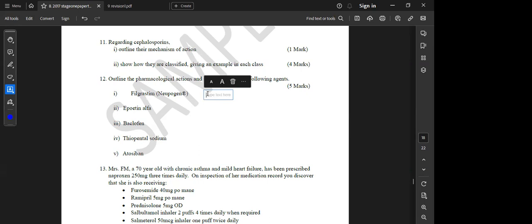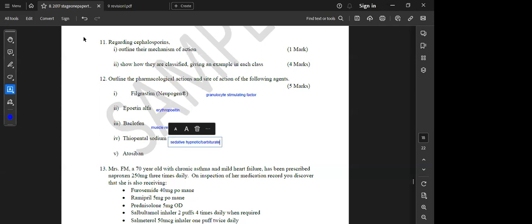Pharmacological actions of the following agents. So we have filgrastim. Who knows the mechanism of action for filgrastim? It's a granulocyte colony stimulating factor. Epoetin alfa, erythropoietin. Okay. Baclofen, muscle relaxant. Pentothal sodium, sedative, hypnotic, or barbiturate. I don't know what you could say.